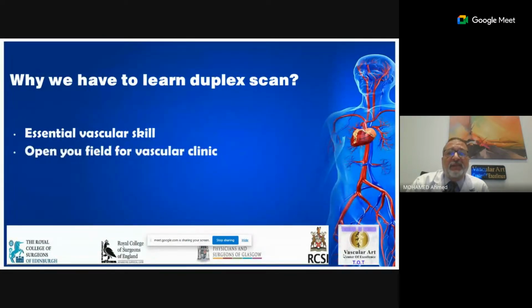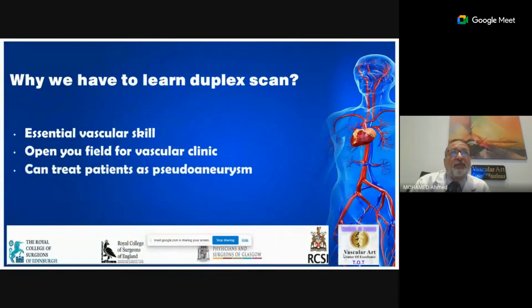It's an essential vascular skill. Please, all vascular surgeons hearing me, start your duplex scan. And here in Vascular Art, we offer you a service. If you have a patient you want to do a duplex scan on, bring the patient to the unit. We will have supervision. You can do the duplex scan, earn money and learn along the way. So this is an excellent service.